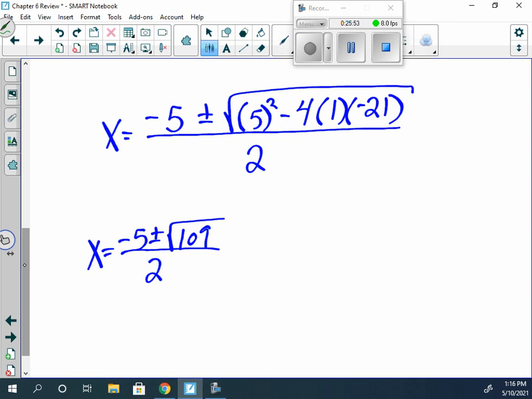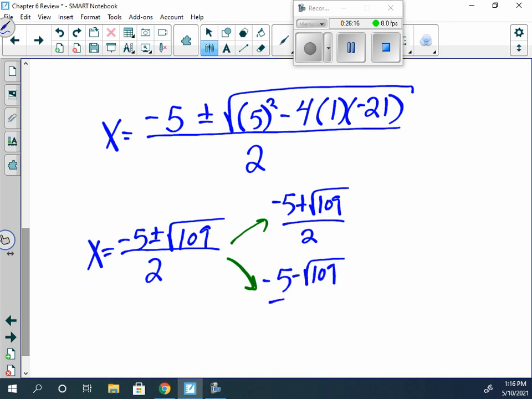Now, in most cases, we would leave this as the answer, or most likely, but the instruction told us to round to the nearest third decimal place, yes? So we actually have to break this up, where we have negative 5 plus the square root of 109 divided by 2, and negative 5 minus the square root of 109 divided by 2. And we'll have our two answers here.